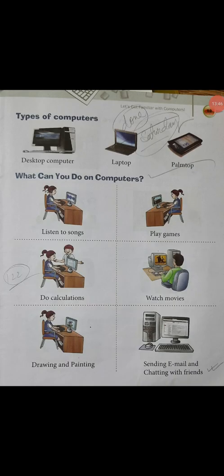Next, what can we do on our computers? You can see in your book there are 6 points that we can do on our computer easily. Using our computer we can listen to songs, play games, do calculations, watch movies, do drawing and painting, and also send email and chat with friends. These are the 6 main things that we can easily do with our computer.